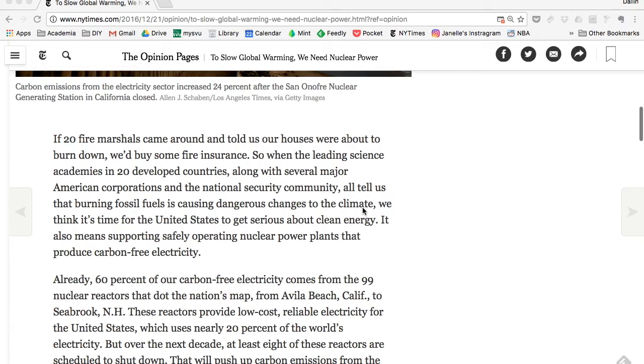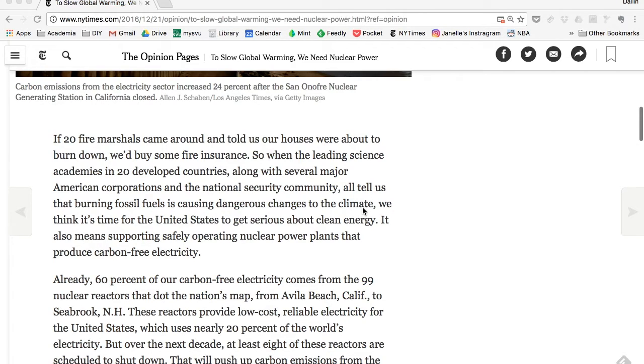Okay, so then how do they pivot? Let's turn to the next sentence. So when the leading science academies in 20 developed countries, along with several major American corporations and the national security community, all tell us that burning fossil fuels is causing dangerous changes to the climate, we think it's time for the United States to get serious about clean energy. So you see what they did there? They established the baseline of we tend to agree with experts, and then they pivot from that by saying, so why don't we agree with the experts on climate change? Okay? They disrupt that baseline by pointing out our inconsistency.